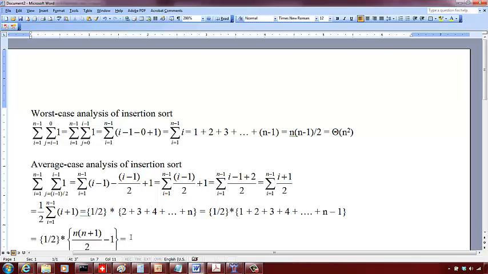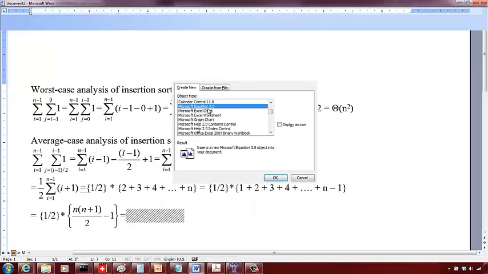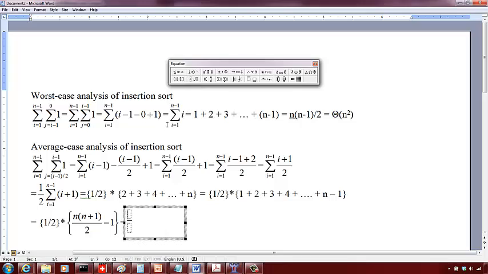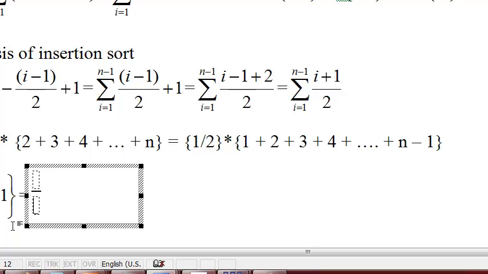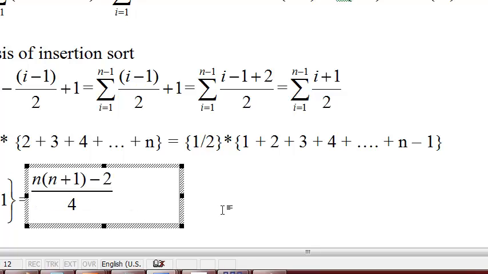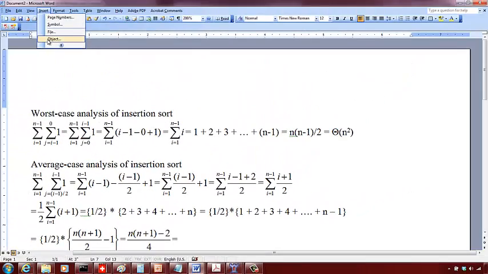Now you could do one more simplification, so I can write this as, so LCM is going to be 2 for this, and there's a half over here, so it's going to be 4 times n plus 1 minus 2. So that now you can say this is theta of n square.